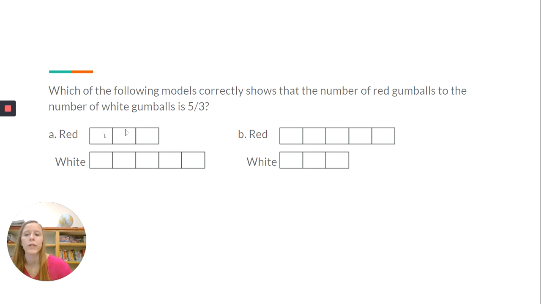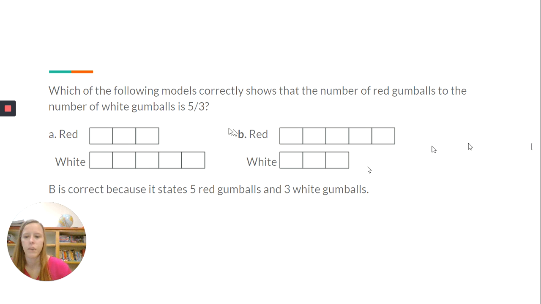So here we have 1, 2, 3 red gumballs. So we should know automatically that that one's not correct. Here we have 1, 2, 3, 4, 5 red, 1, 2, 3 white. So our correct answer is going to be B.